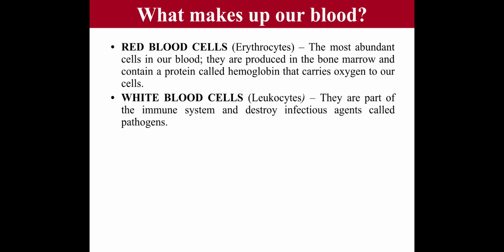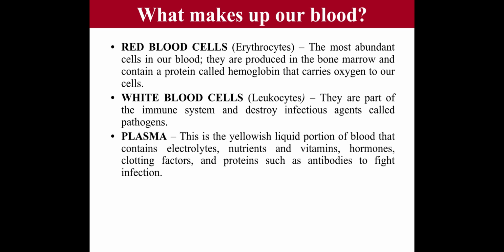White blood cells, known as leukocytes, they're part of the immune system, and they're responsible for destroying infectious agents that we call pathogens. Plasma, this is going to be like if you've ever seen the yellowish liquid that comes out of a newly opened cut, and it's kind of sticky. That's your plasma. It's the portion of the blood that contains the electrolytes, the nutrients and vitamins, hormones, and it has some clotting factors and proteins and antibodies that help fight infection.